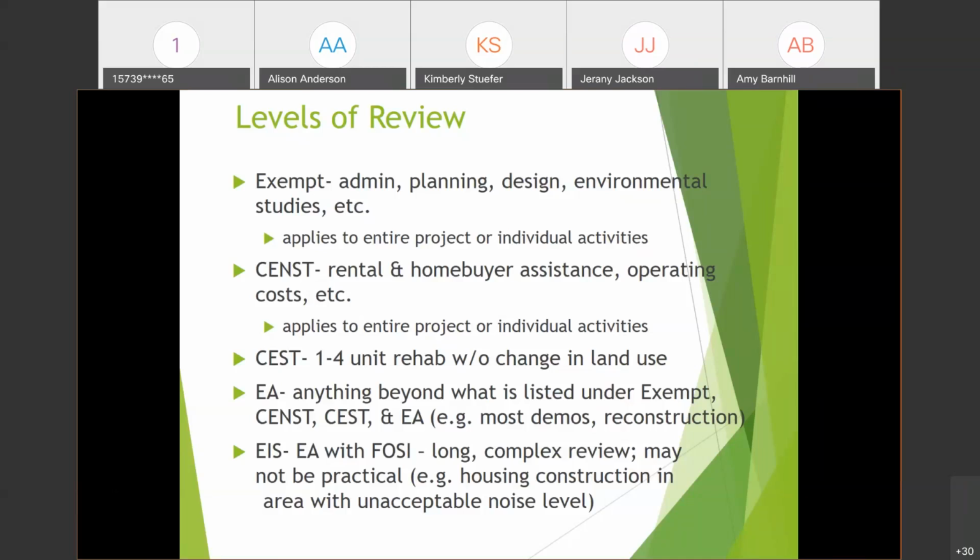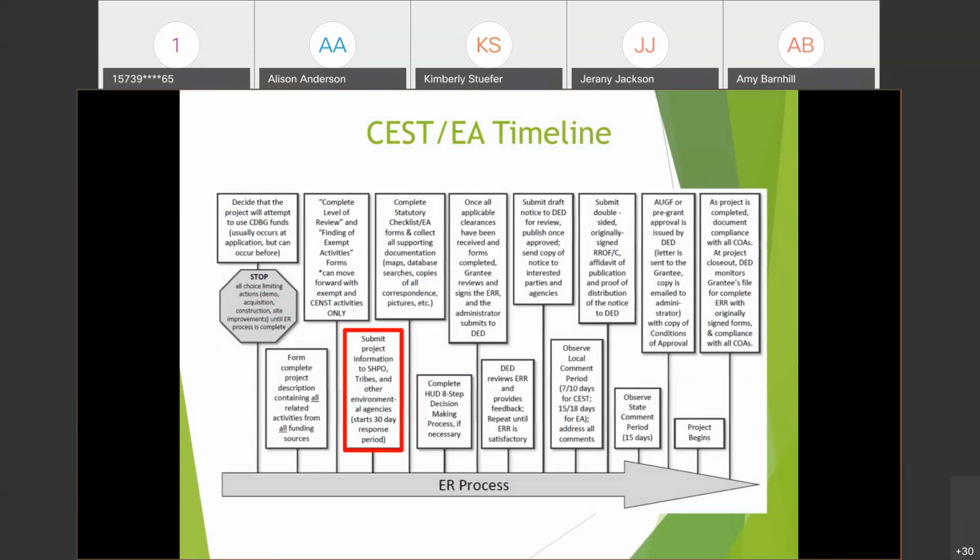Okay, next slide, please. So then this is where you get into preparing the actual environmental review record, and you're collecting your documentation. You're doing your consultations, you're doing your statutory checklist, and filling out the forms. Next slide, please.